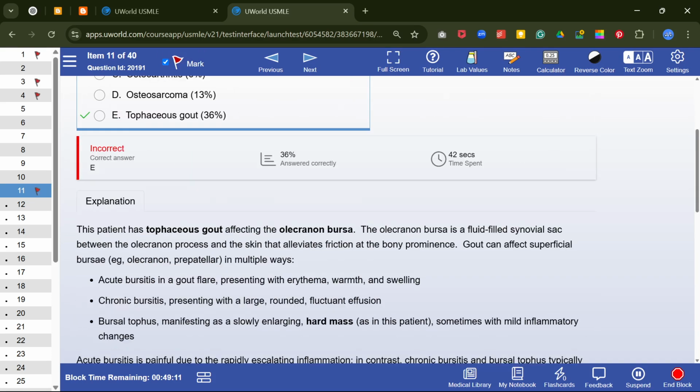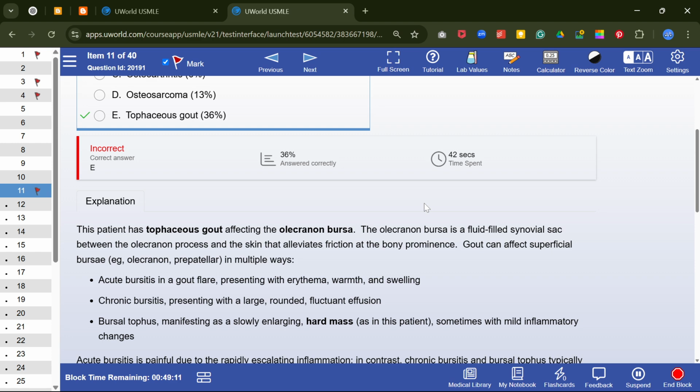Okay, this patient has tophaceous gout affecting the olecranon bursa. The olecranon bursa is a fluid-filled synovial sac between the olecranon process and the skin that alleviates friction at the bony prominence. Gout can affect superficial bursae, olecranon and prepatellar, in multiple ways.